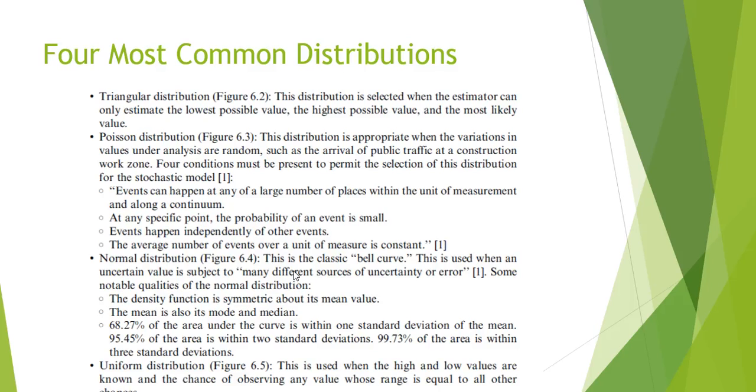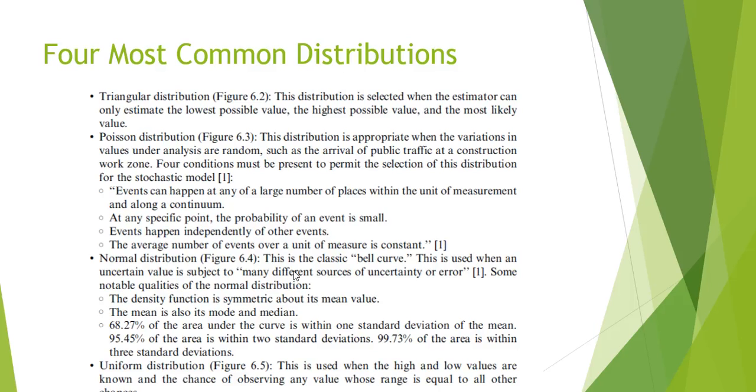And in order to use this distribution, you have to have 4 conditions. First one is that events can happen at any of a large number of places within the unit of measurement. In other words, they jump around like I was mentioning a couple minutes ago. There's a low one and a high one, and they don't fall sequentially or in any particular pattern. They happen within that continuum.